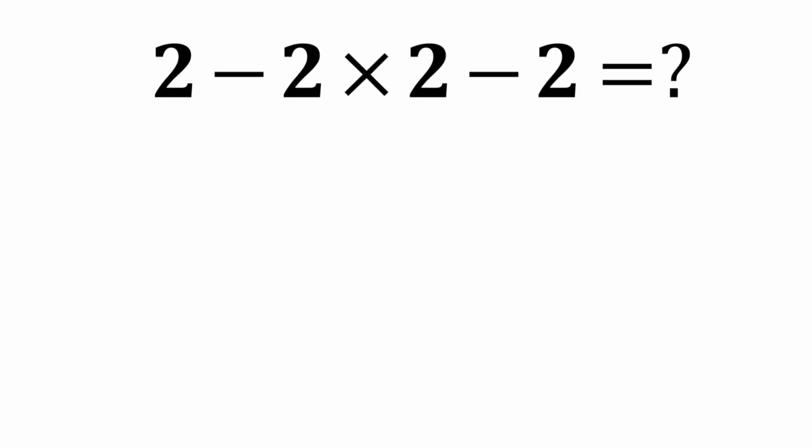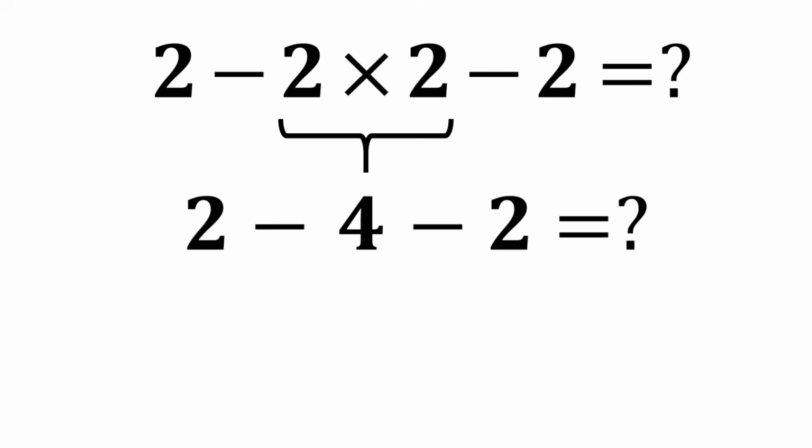The expression is 2 minus 2 multiplied by 2 minus 2. In this expression, we have 2 subtractions and 1 multiplication. According to PEMDAS, multiplication has a higher priority than subtraction, so we perform the multiplication first. 2 multiplied by 2 equals 4. The expression becomes 2 minus 4 minus 2.